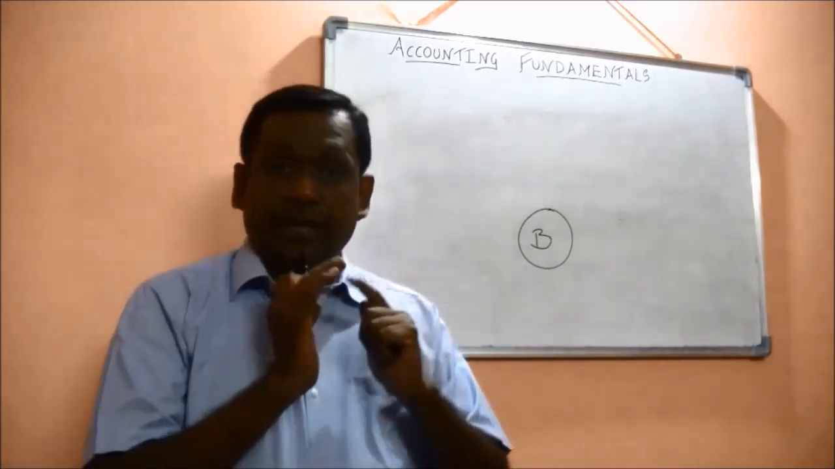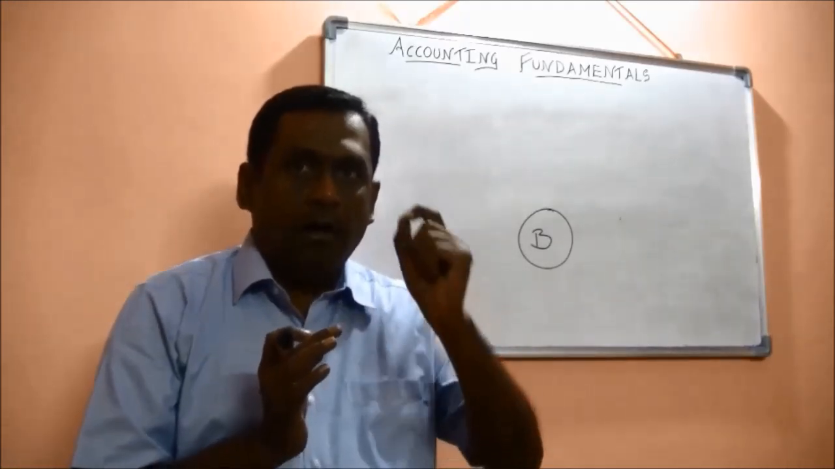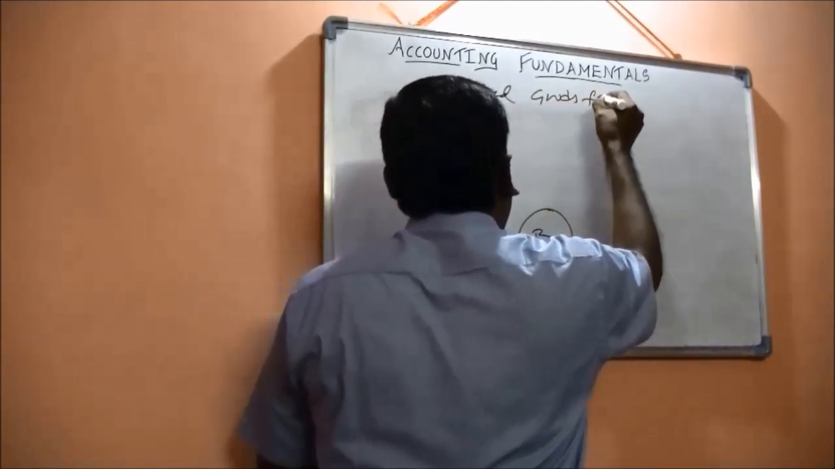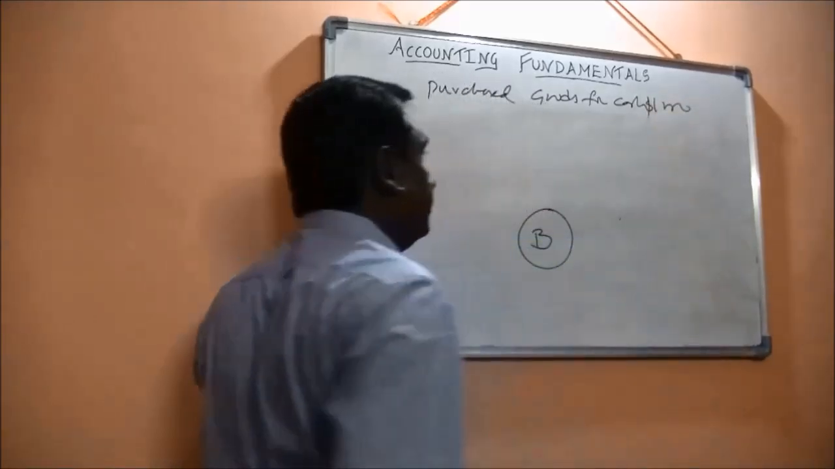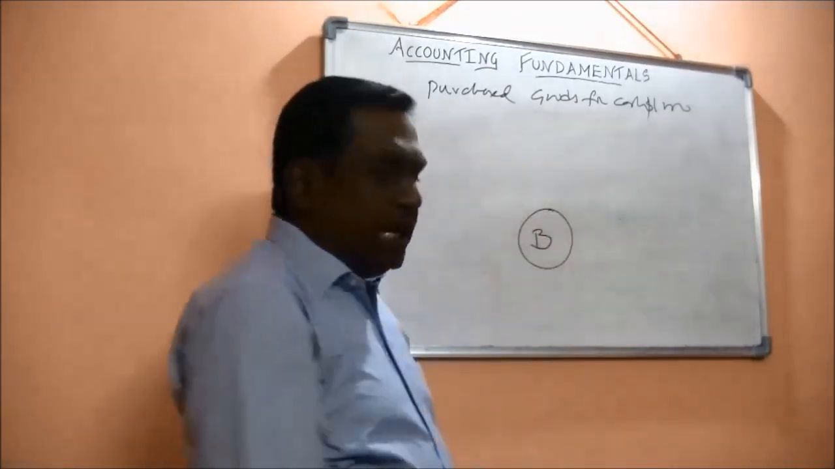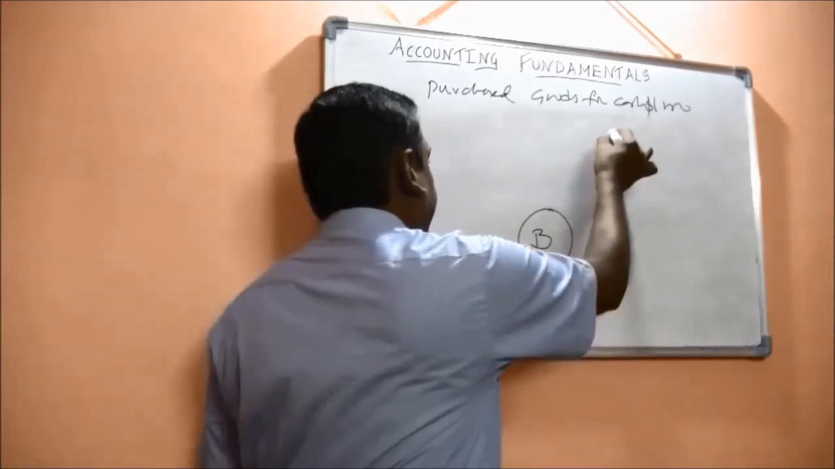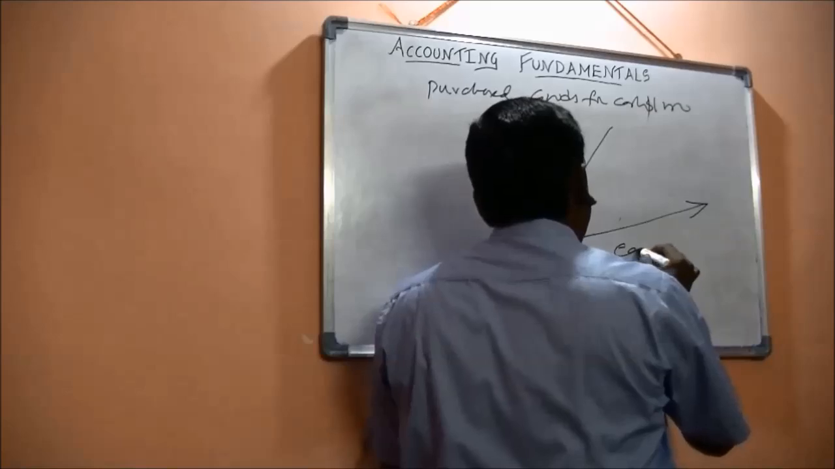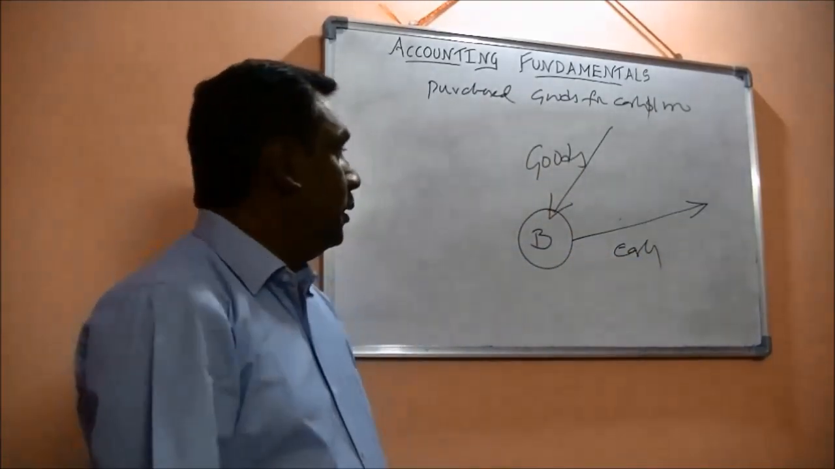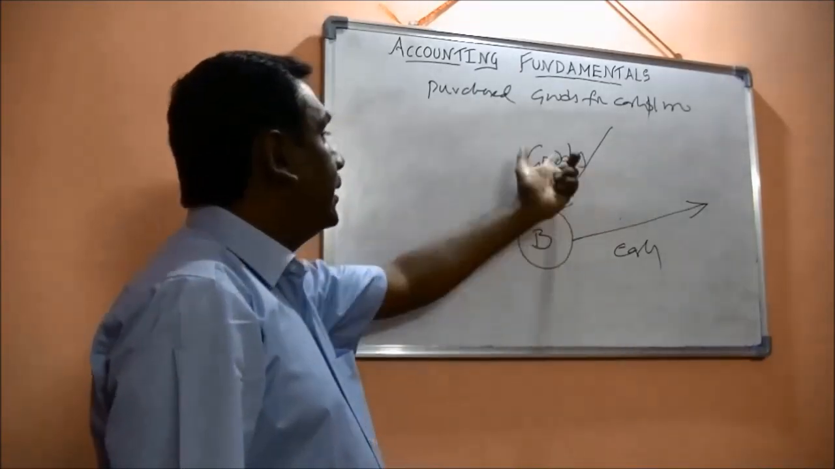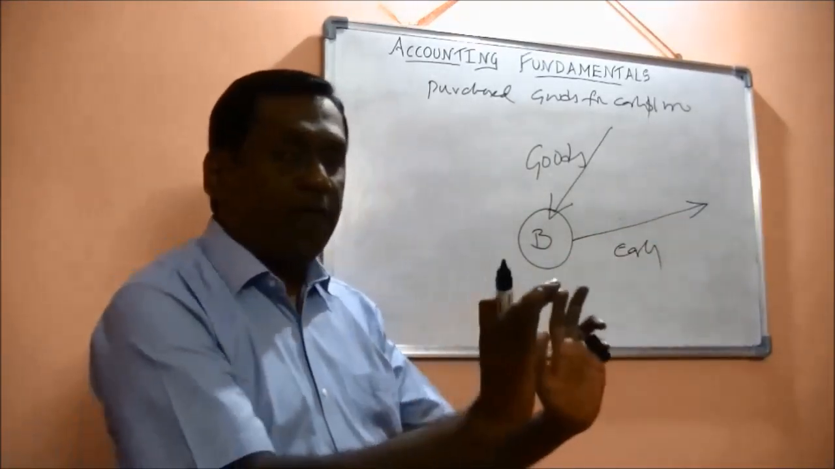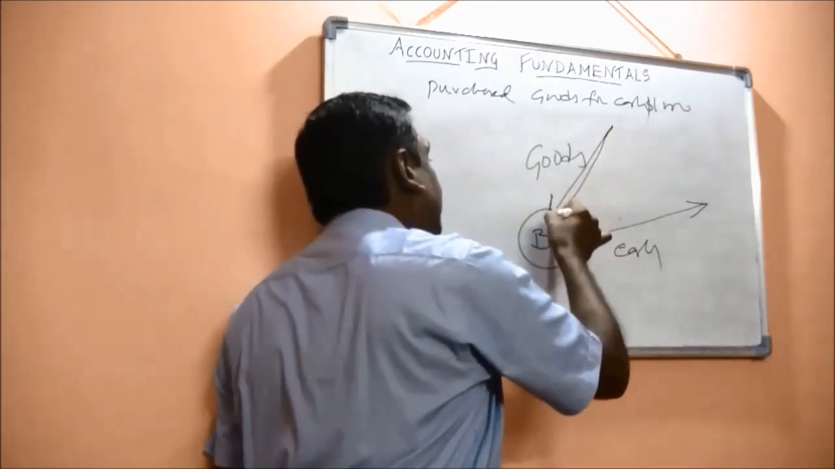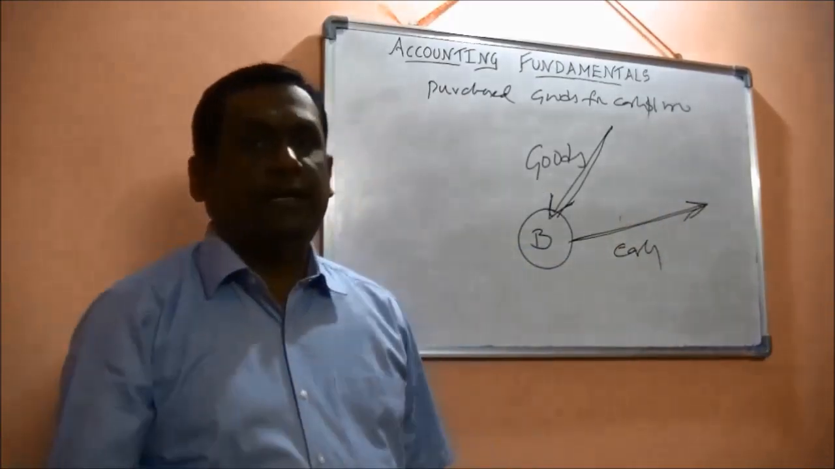I am again repeating the question. Business purchased goods for cash, $1,000. How do I record this transaction? When business purchases goods for cash, what comes in? Goods. What goes out? Cash. Very simple. Receiving aspect, debit. Giving aspect, credit. This is one way of looking at the journal entry. Here you are receiving goods, you are giving cash. This is one way of looking at the transaction.